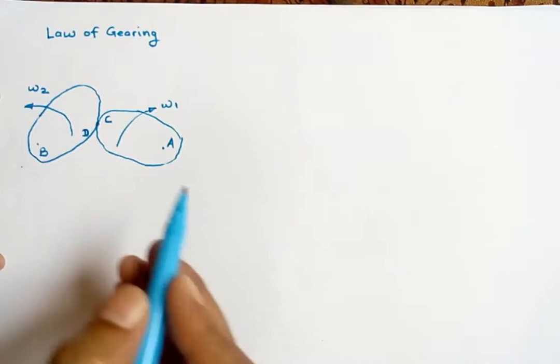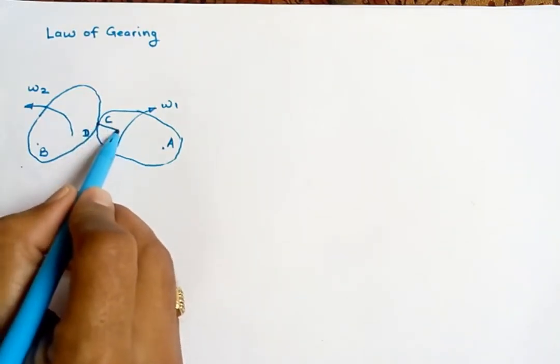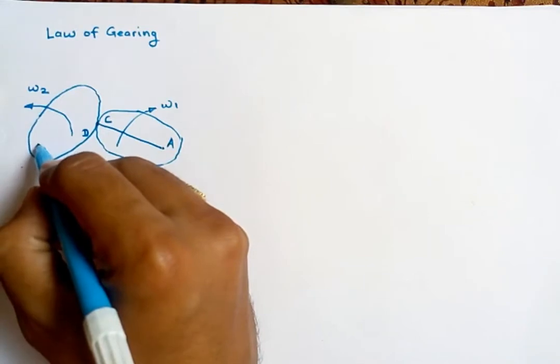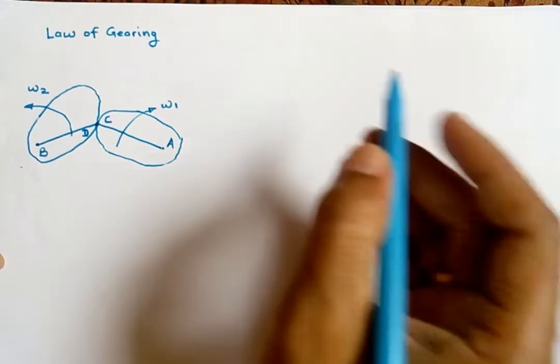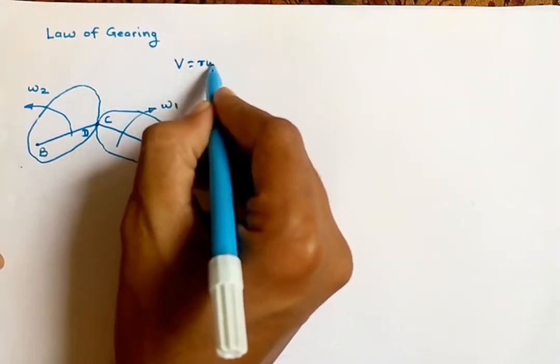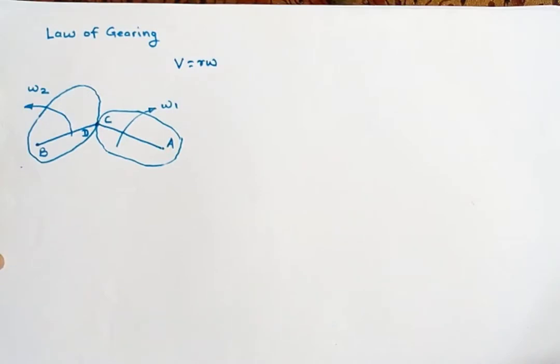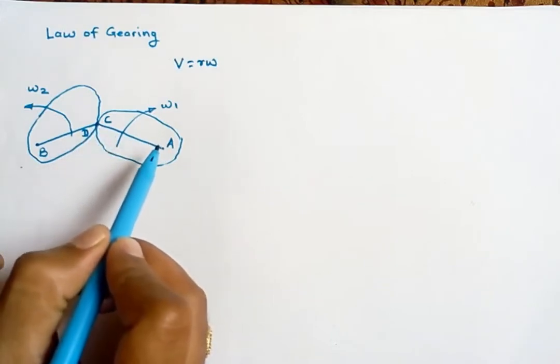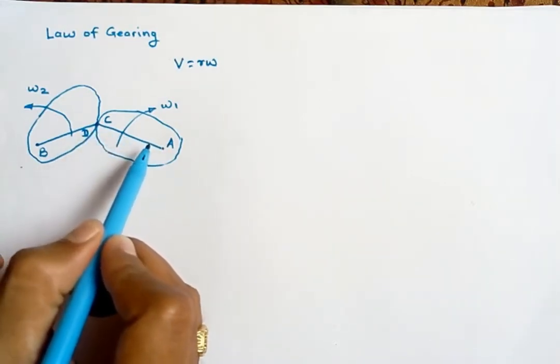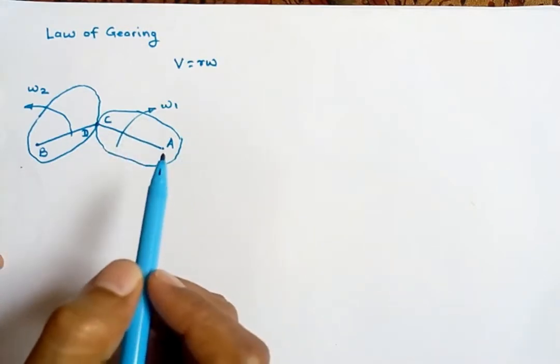Now next step is to join A and C and B and D. Now if I want to find out the velocity of point C, then it can be found out by using the relation V is equal to R into omega. So for point C, the velocity Vc will be the distance between A and C, that is R, nothing but distance AC into its angular velocity, omega 1.